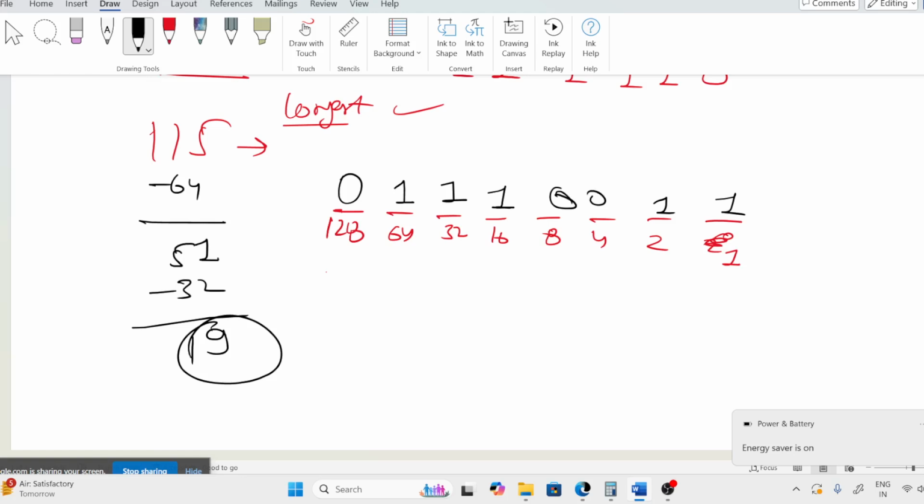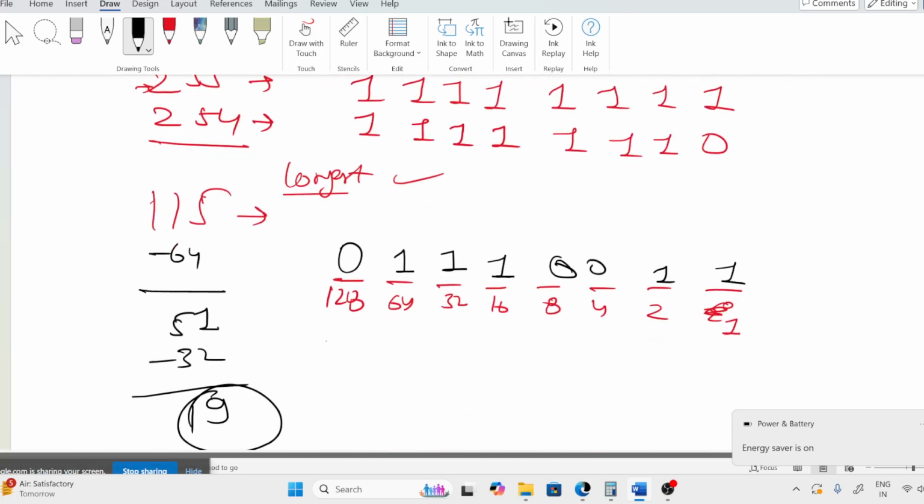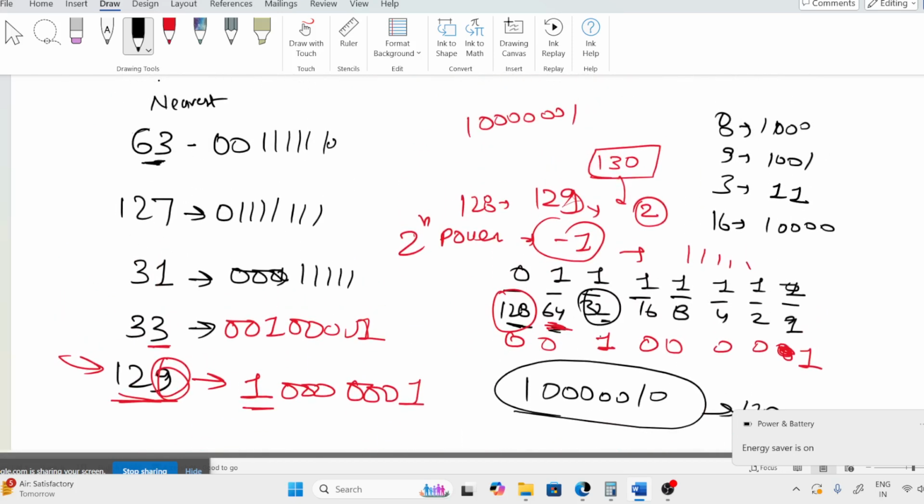Okay. So like this, the more practice you do, the better. When I break this number and reach 19, I know that I can easily write 19. So in some cases, the practice that you have done is automatically going to help you.